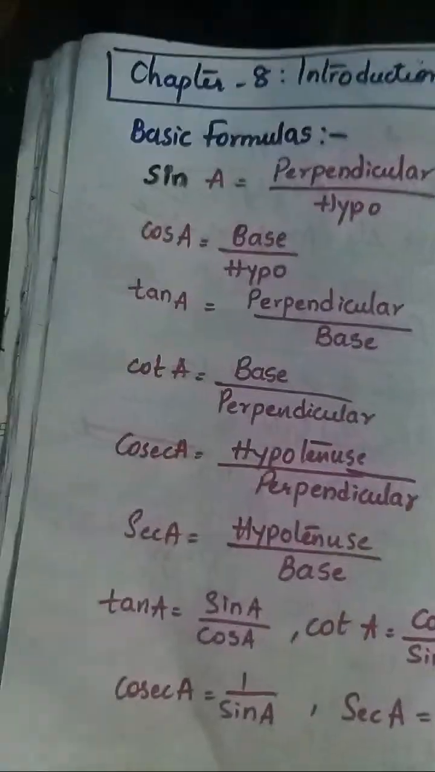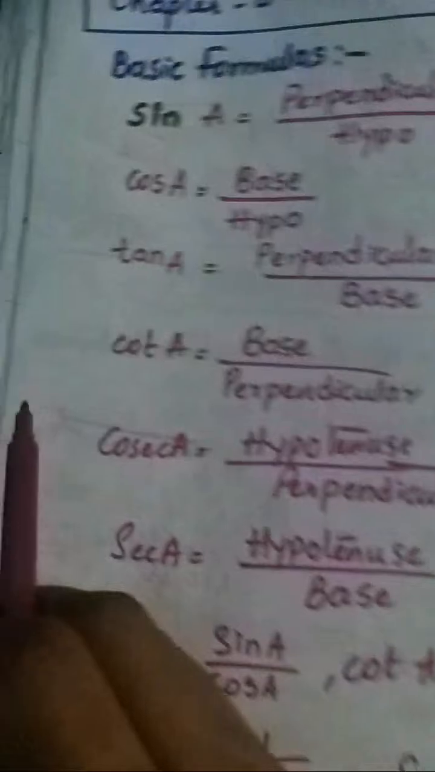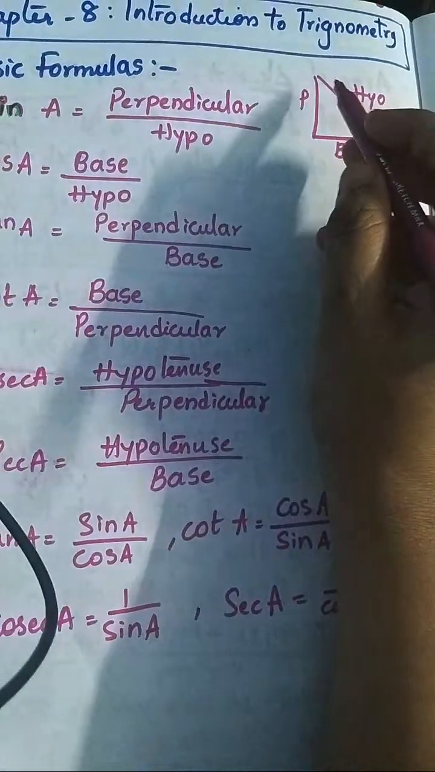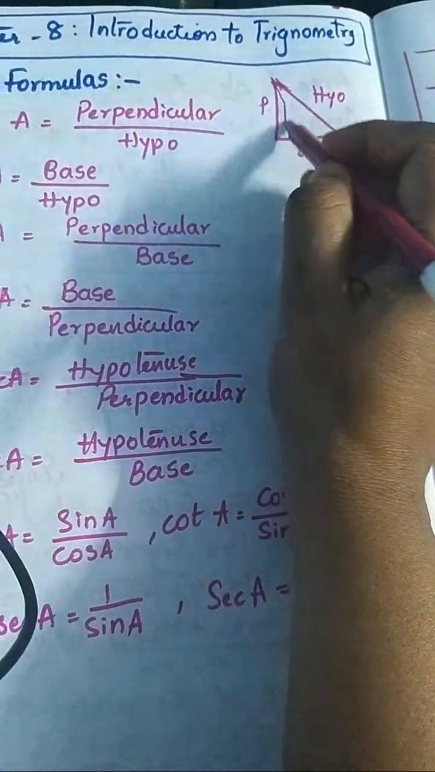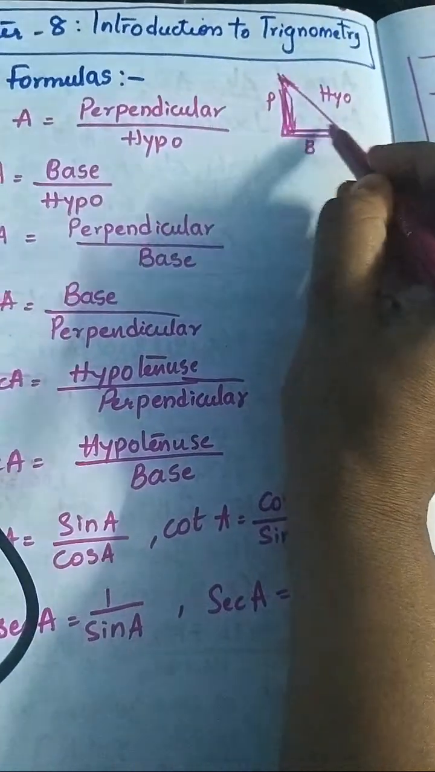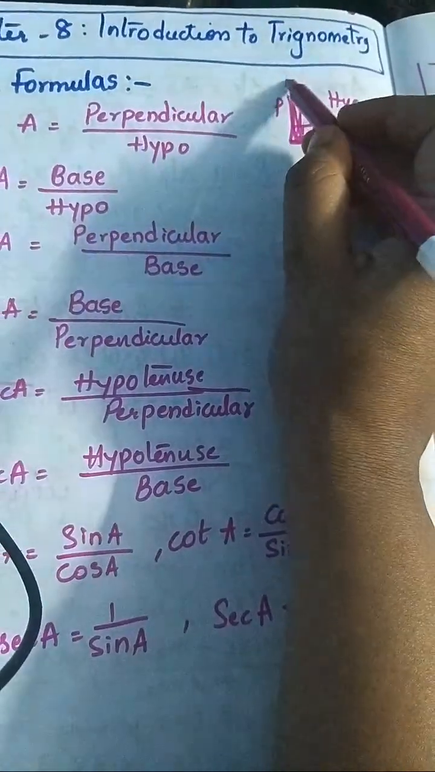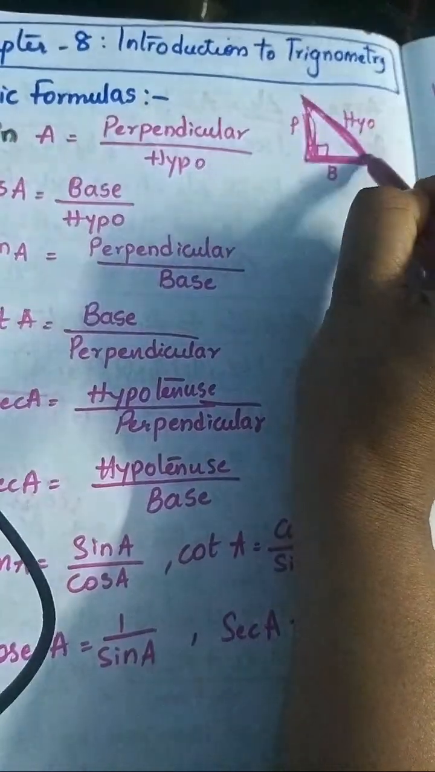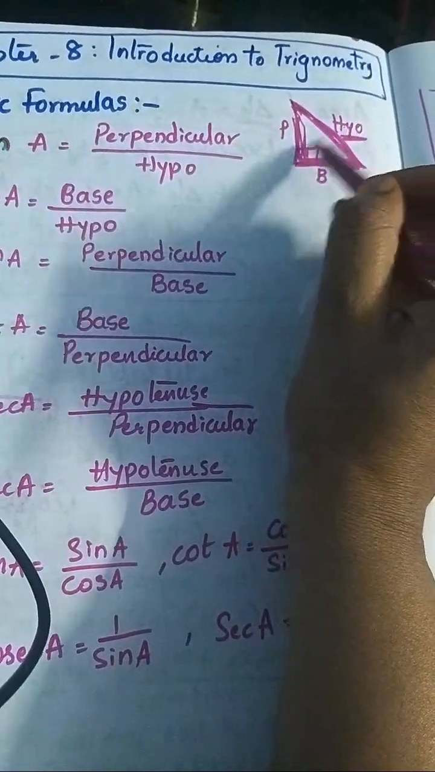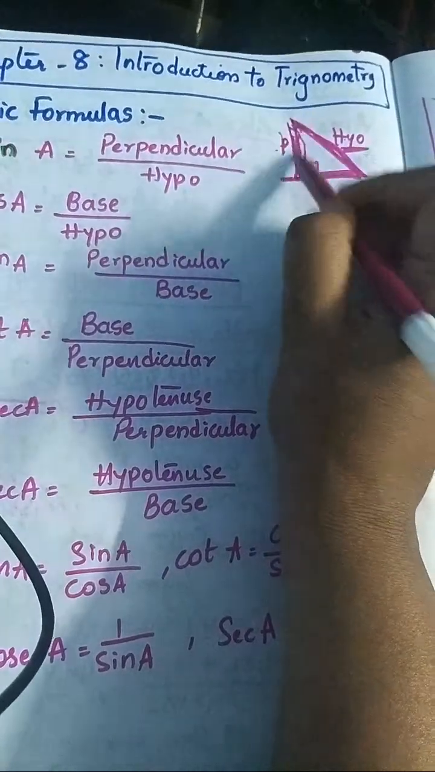Based on this we have so many formulas in this chapter to remember. The easy method to remember is by figure, otherwise we can't remember easily. This is the perpendicular distance and this is the base of the right angle triangle. This is 90 degrees. This long distance is the hypotenuse. We write here h, the perpendicular distance is p, and the base is b.